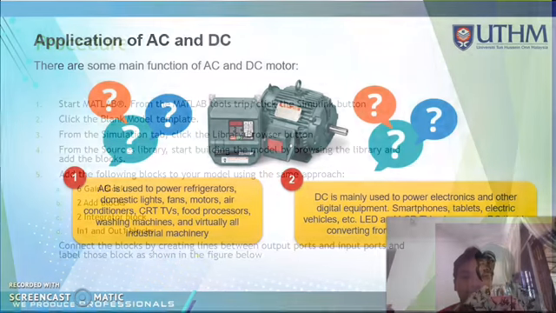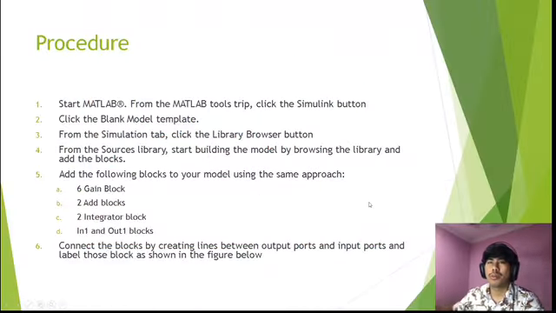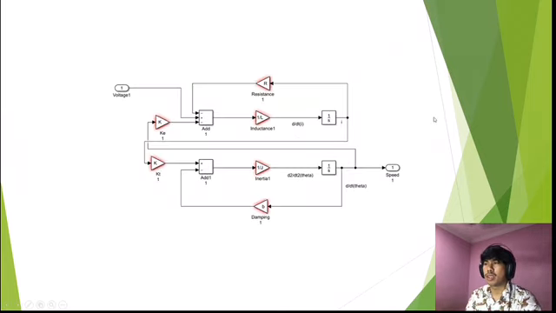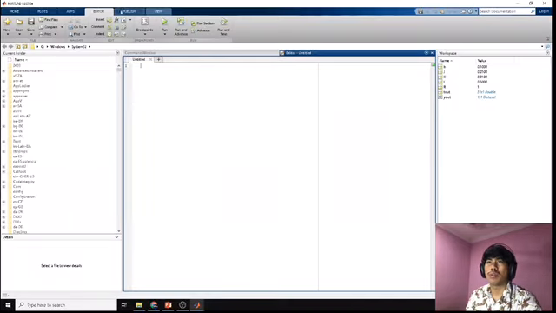Thank you. So I will talk about the procedure for the Simulink modeling for the motor speeds. As you can see, this is the procedure of using Matlab. Start Matlab, blank model, simulations, and add blocks. We need 6 gain blocks, 2 add blocks, 2 integrator blocks, and 1 in and 1 out block, and those blocks need to be connected and labeled as shown in the figure below. So we jump to Simulink.